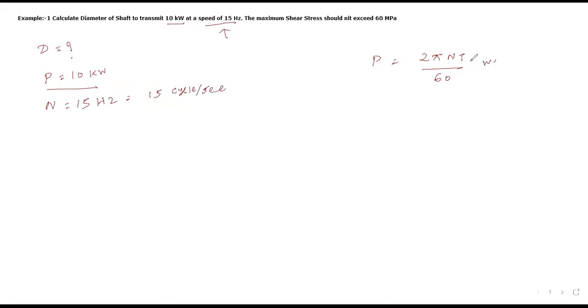But in our equation, n is nothing but resolution per minute. So you need to convert this value in a minute. Everybody with me? You have to convert it into minutes. Is it clear? You have to convert this value in minute.